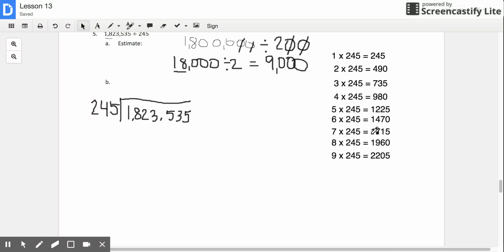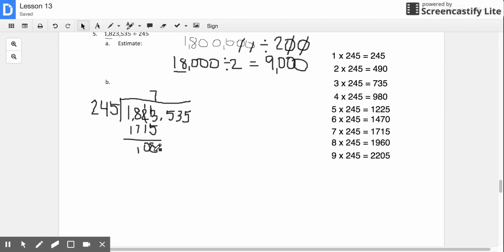1,800, I can actually make 7 groups. I can use this number here. So we're going to put 7 up here. 7 times 245 is 1,715. And when we subtract 3 minus 5, can't do. Okay, so cross this off, make it a 1. You are 13. 13 minus 5 is 8. Sorry, pay attention. 1 minus 0. 1 minus 1 is 0. 8 minus 7 is 1. 1 minus 1 is 0, so we leave it blank.